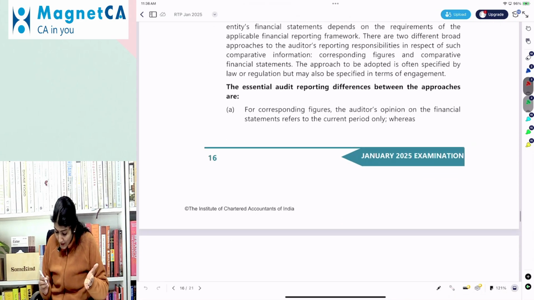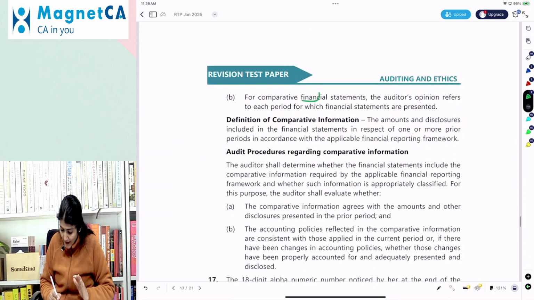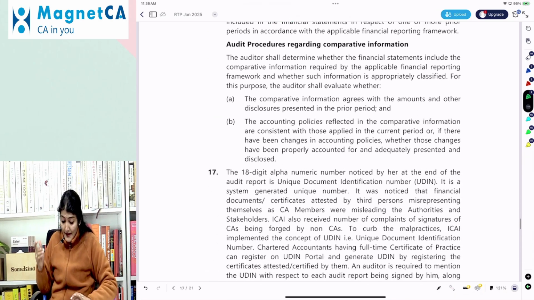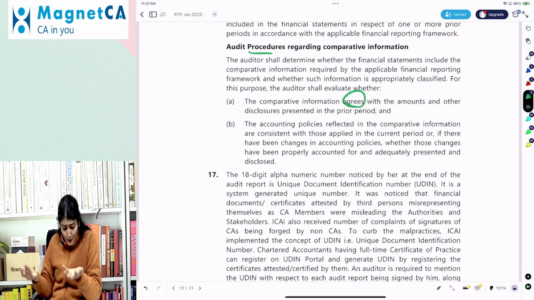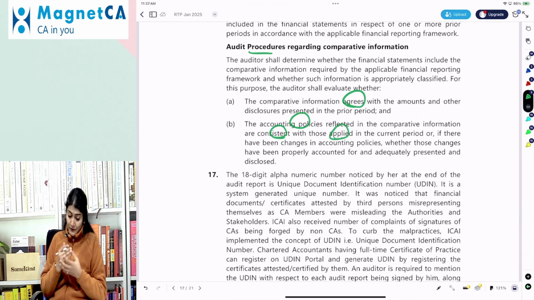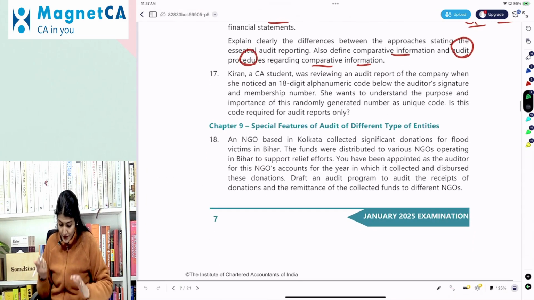Right? So for corresponding figures, you report only for the current period, whereas for comparative financial statements, you refer to your audit report for each period. And then after that, the audit procedures: you agree the balances with the prior period, and you also check whether the accounting policies have been consistently applied, right? That whether the accounting policies have been consistently applied. Okay.